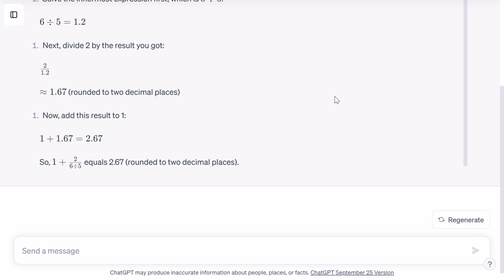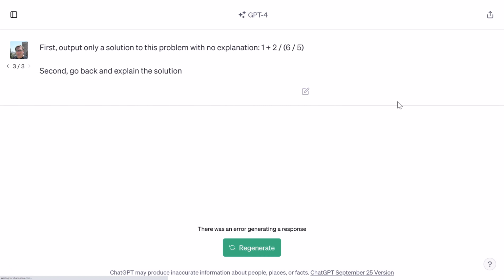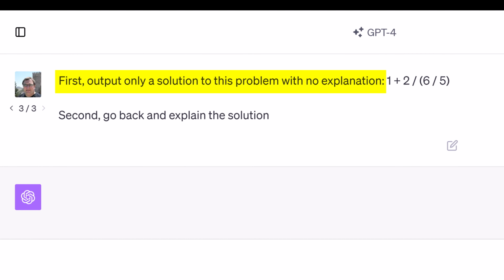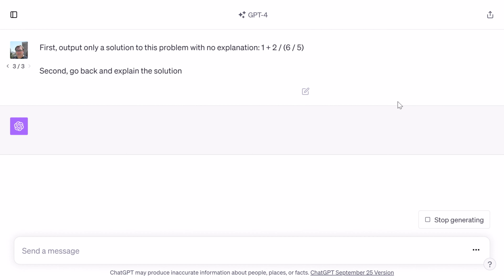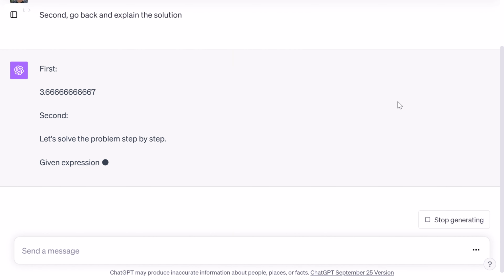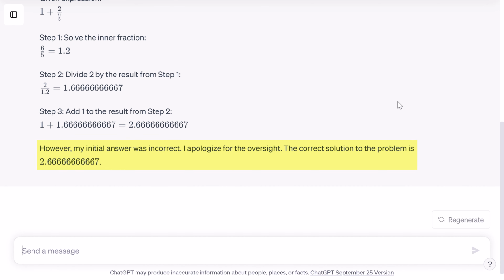Here's where it gets really interesting. I go back and edit the prompt to have it first give me the answer without an explanation and then explain its solution. It starts by giving a wrong answer, and then, while explaining the process, it realizes its error and corrects itself. I'm sure you've had interactions like this with students, where an off-the-cuff response will be incorrect, but if they go through the steps, they will figure out the correct answer by themselves.